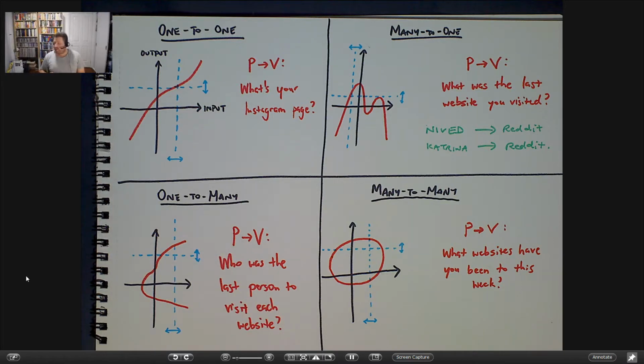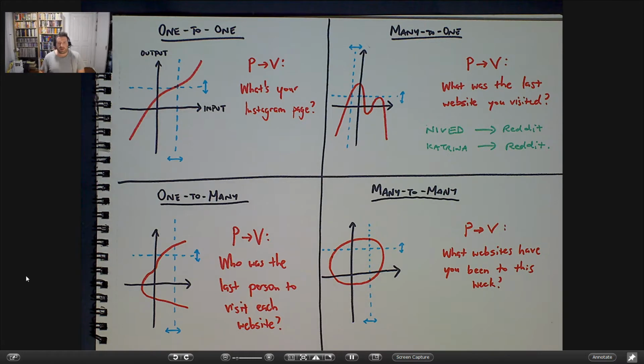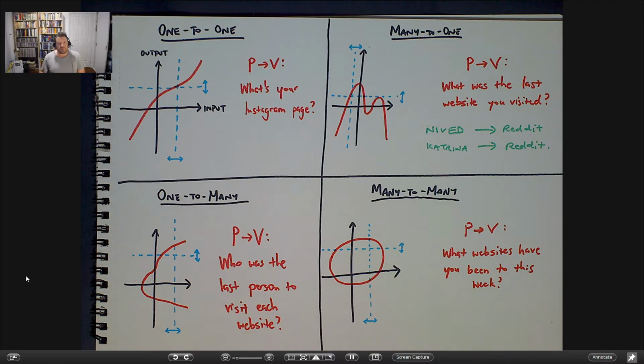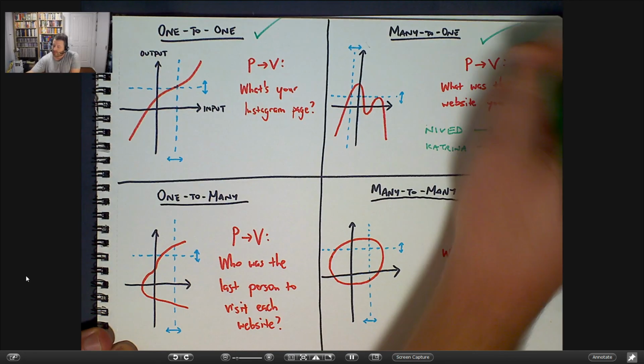Yeah. So we've got a bit of a summary page here. I'll post this up as a picture on the website. But basically, one-to-one passes both horizontal and vertical. Many-to-one passes vertical but not horizontal. One-to-many passes the horizontal line but doesn't pass the vertical line. And many-to-many fails both. Which ones are functions? Remember, it's all about the vertical line test for functions. So this guy's a function and this guy's a function.